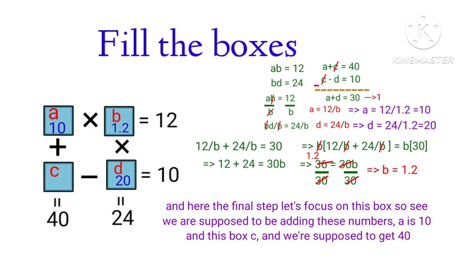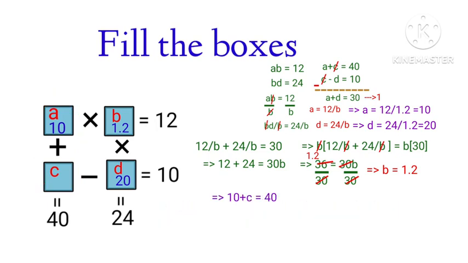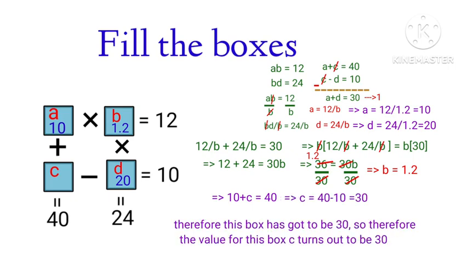And here's the final step. Let's focus on this box. We are supposed to be adding these numbers. A is 10, and this box C, and we are supposed to get 40. Therefore this box has got to be 30. So the value for this box C turns out to be 30.